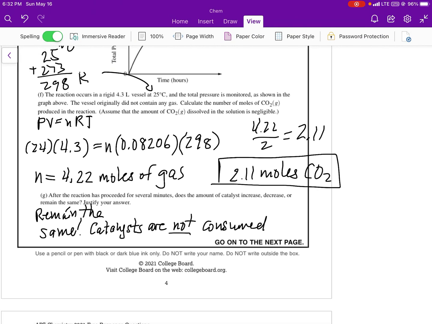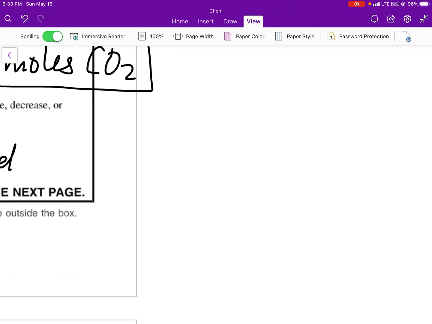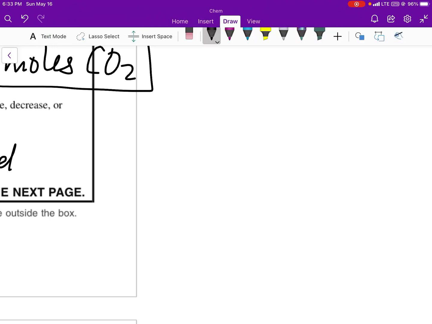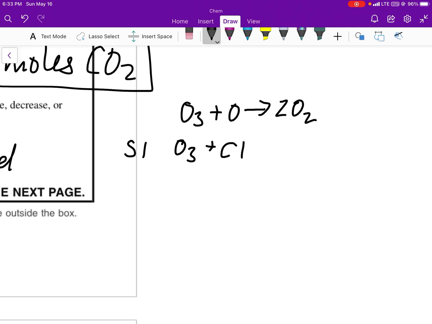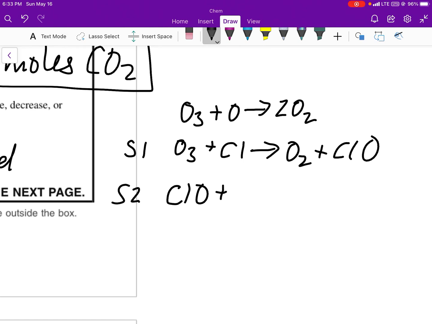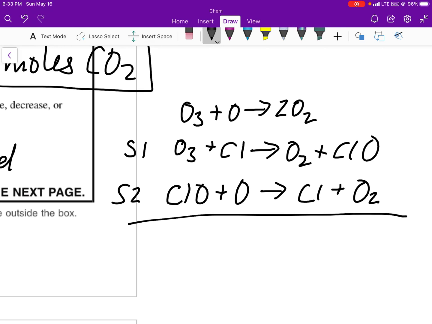So now, to demonstrate this, I'll talk about a side reaction. So for example, you want to talk about the depletion of ozone in the upper atmosphere. So you have an overall reaction that goes something like this. And then you have two steps to the reaction. So step 1, you have O3 plus Cl, and step 2, So the chlorine here is a catalyst. You see, you add it to the reaction, it gets consumed, but then in the second step, you reform it, so the amount of catalyst does not change.